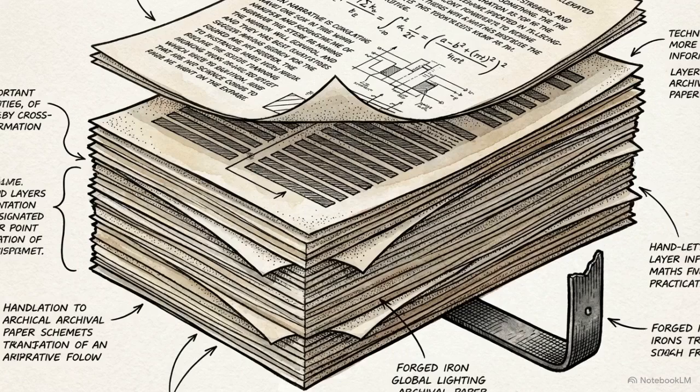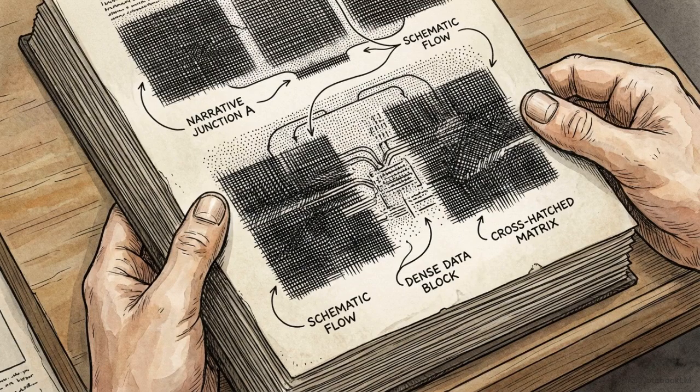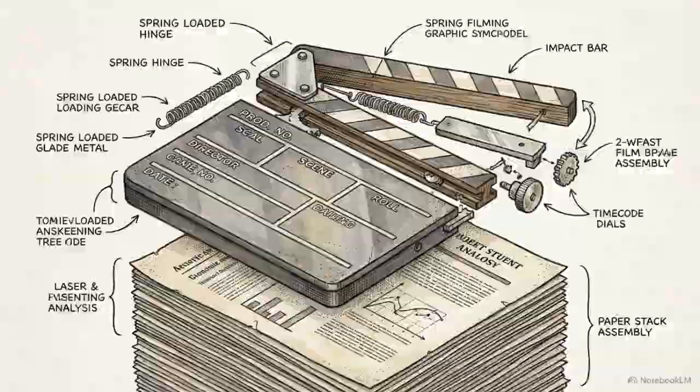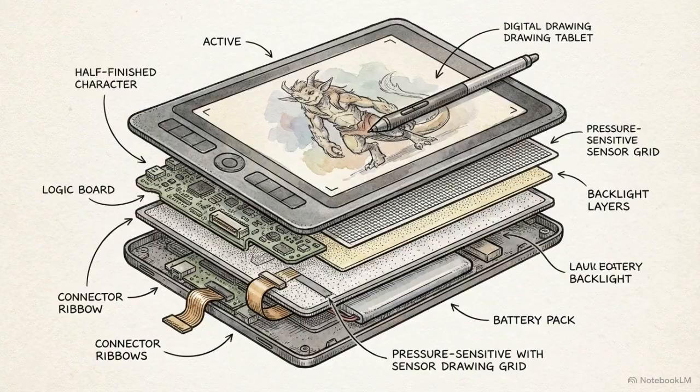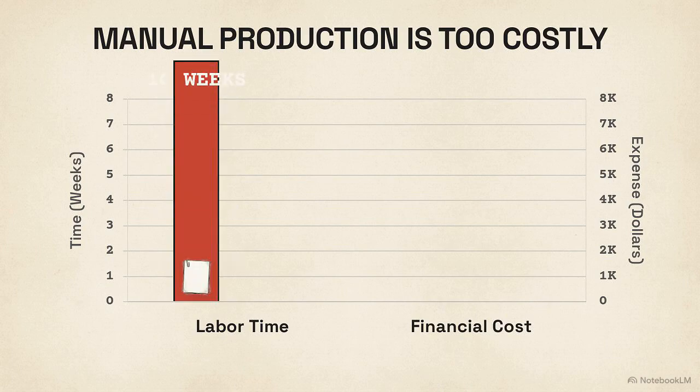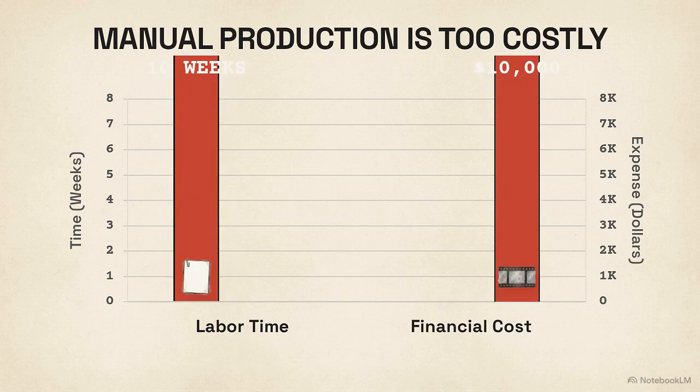Take a 39-page Apple research paper or a dense corporate spec sheet. These documents are packed with valuable insights, but they are incredibly difficult to digest without a visual breakdown. To turn those pages into an explainer video, you traditionally need a scriptwriter, a professional animator, and a voice actor. That process requires weeks of labor and costs thousands of dollars.